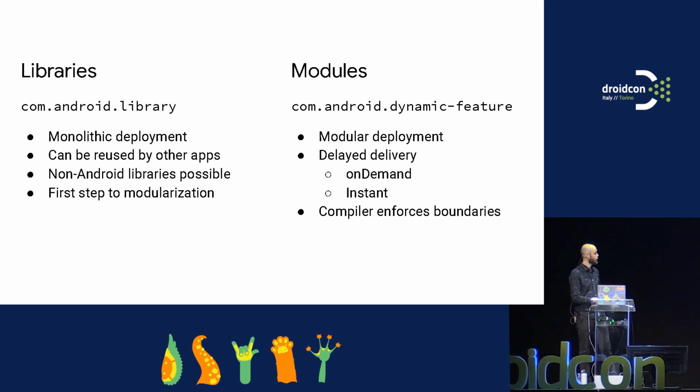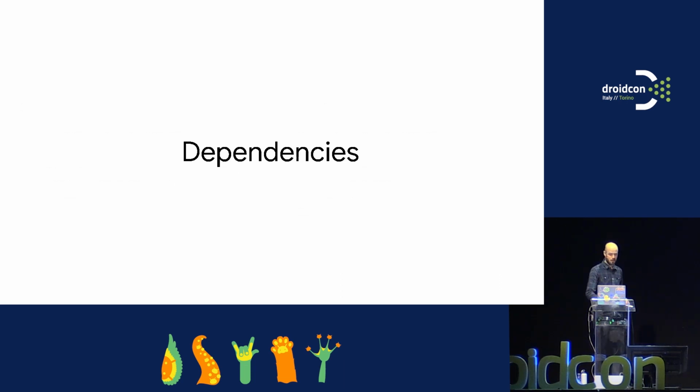For dynamic feature modules, you use the dynamic feature plugin, and that's proper modular deployment, which enables delayed delivery through on-demand and instant apps. And the compiler is more clear about the boundaries that we have there, because I'll go into that a little bit more in detail, but generally, the feature module depends on your application, so the application can't directly call into your feature module.